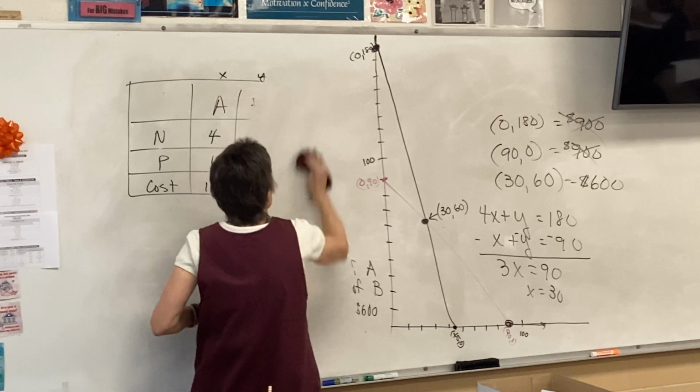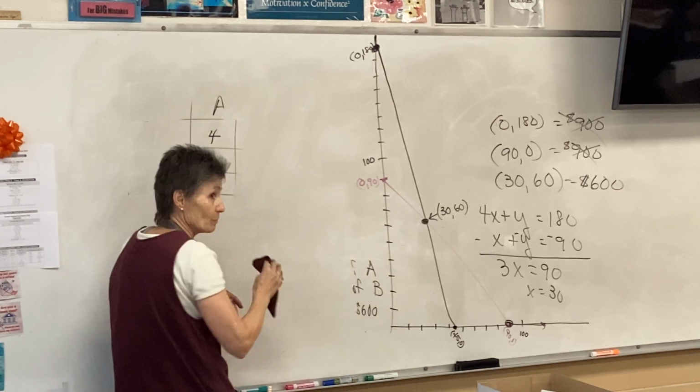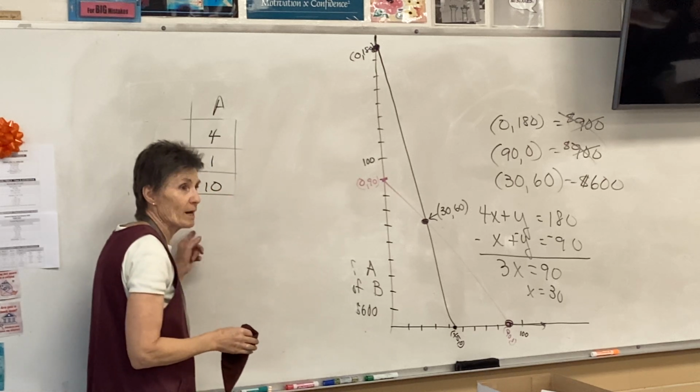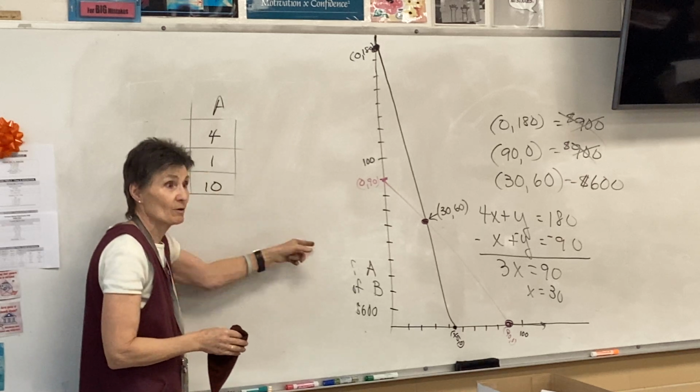Where are these lines on the side for? Well, I put them there for you to write your constraints in, like the 4x plus y greater than or equal to 180.